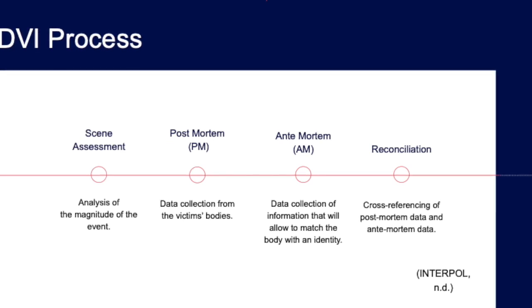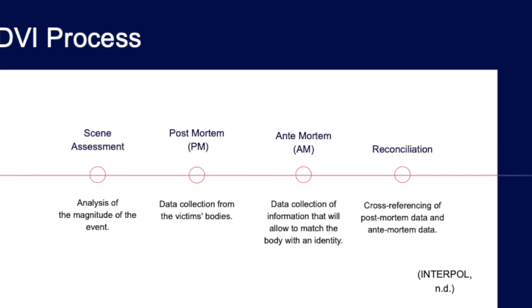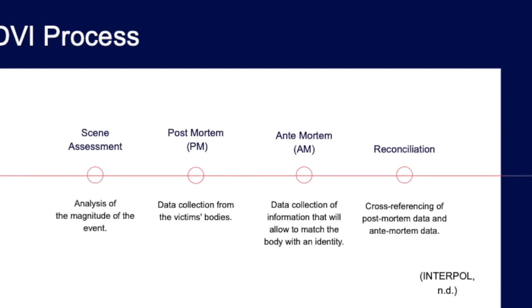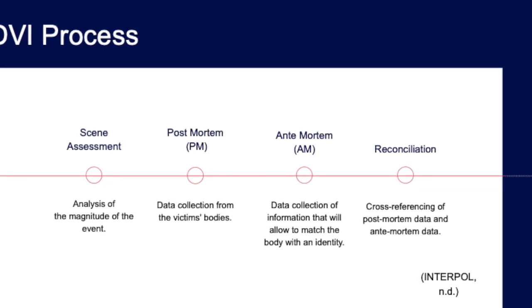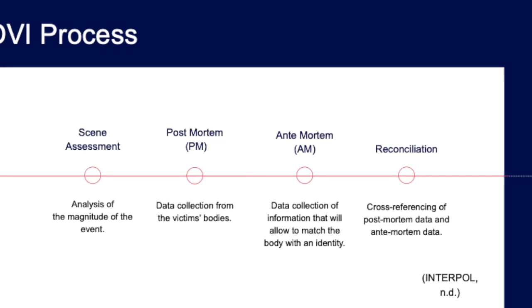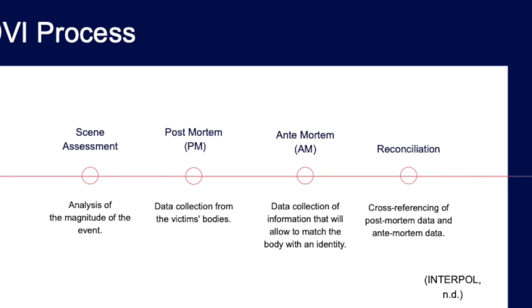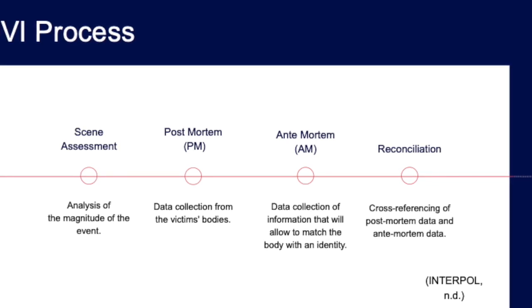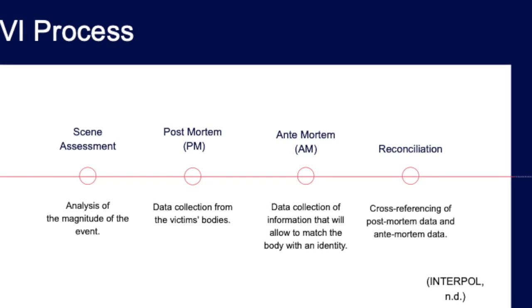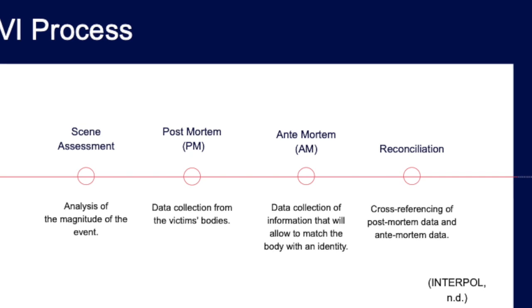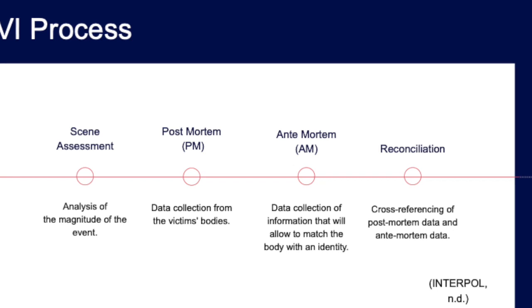The third step, the ante-mortem data collection, is necessary to collect data like medical and detailed records, DNA, and any other information before the victim's passing that will help match a body with the correct identity. And finally, the fourth step called reconciliation. The reconciliation step consists of using the post-mortem and ante-mortem data, which will be cross-referenced to identify victims.